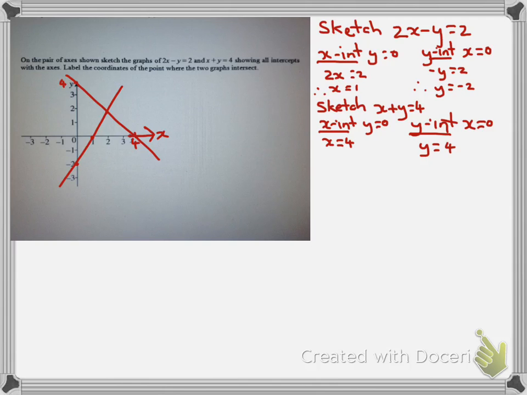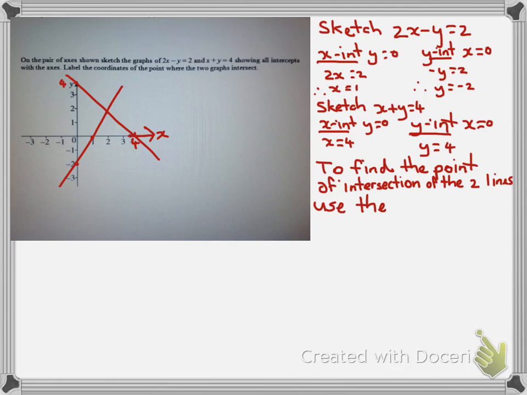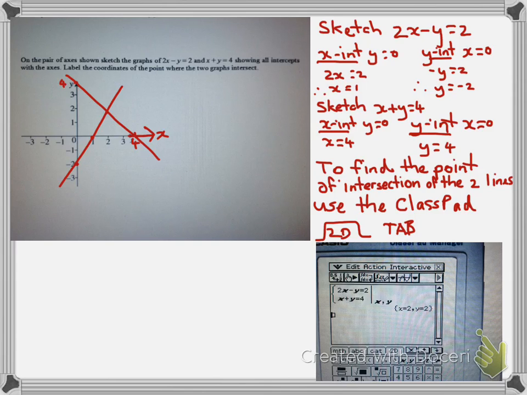Now I'm just going to extend my axes a little bit and mark in the x-intercept over here at 4, and the y-intercept up here at 4, and join those to form a straight line. And now we can see roughly where the point of intersection is. To find the point of intersection, rather than solving simultaneously by hand, we're going to use the ClassPad 2D tab. So on the ClassPad calculator, under the Maths menu, there's a 2D tab, and there's a template that we've seen before for solving simultaneous equations.